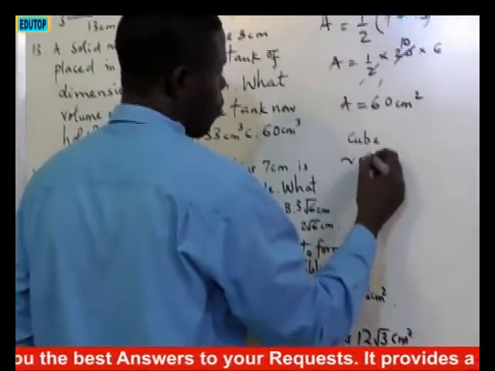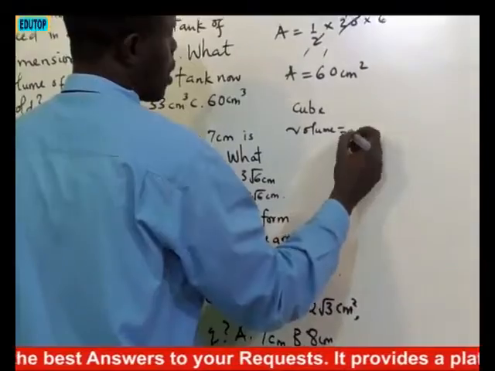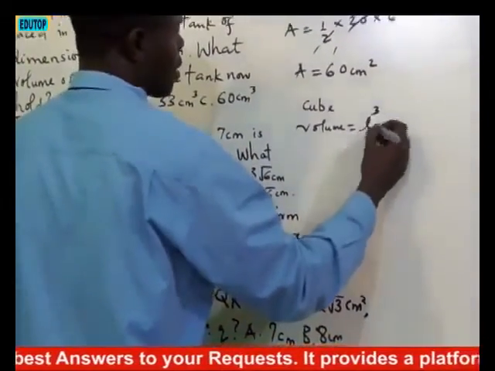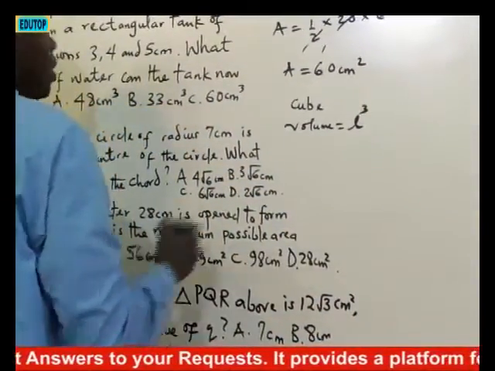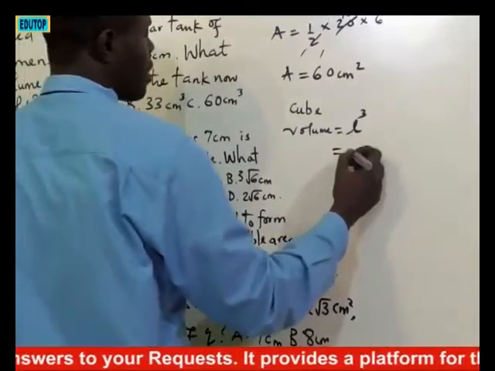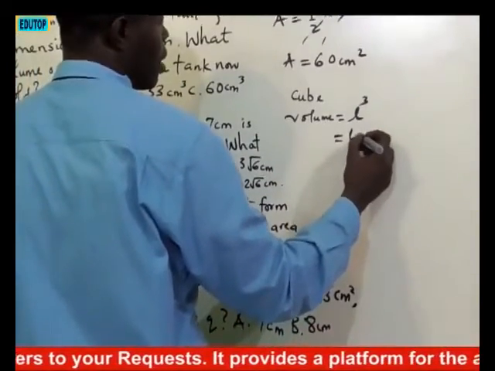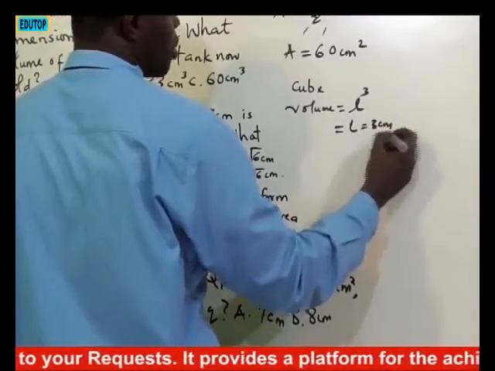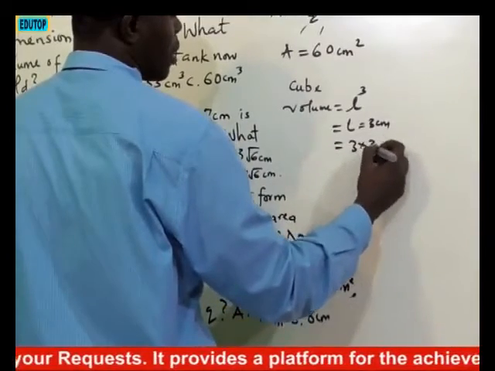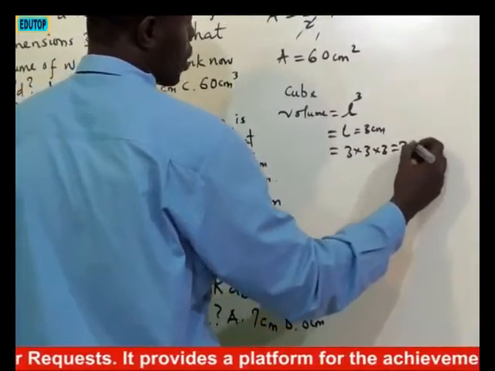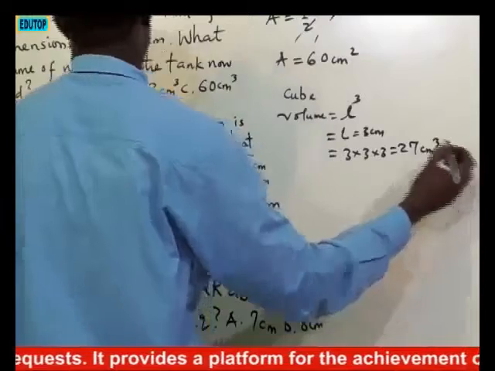Volume of a cube is L cubed. And what is the side? The side, which is the length, is 3 centimeter. That means we are saying 3 times 3 times 3, and that is 27 centimeter cube.